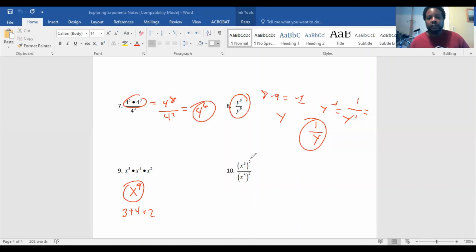Okay, here I'm going to use my power of products. I'm going to multiply those two exponents together. I'm going to have x to the 6th. And then I have 5 times 3, which is going to give me x to the 15th. And now I have to apply my quotient rule. So 6 minus 15 is going to give me -9. So I have x to the -9th, which I rewrite as 1 over x to the 9th.